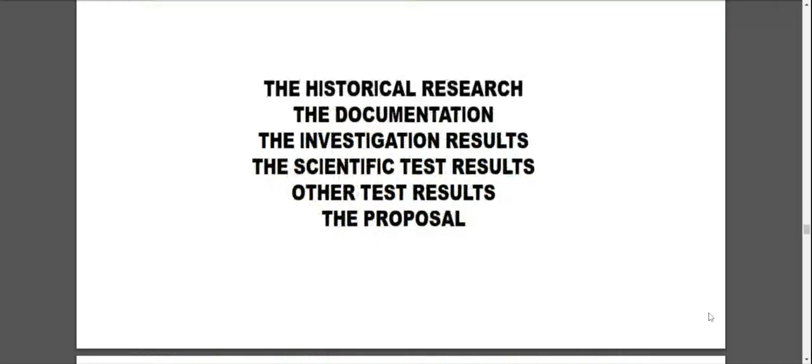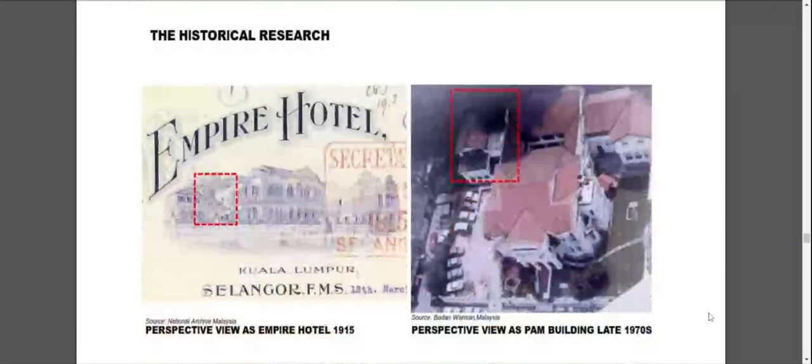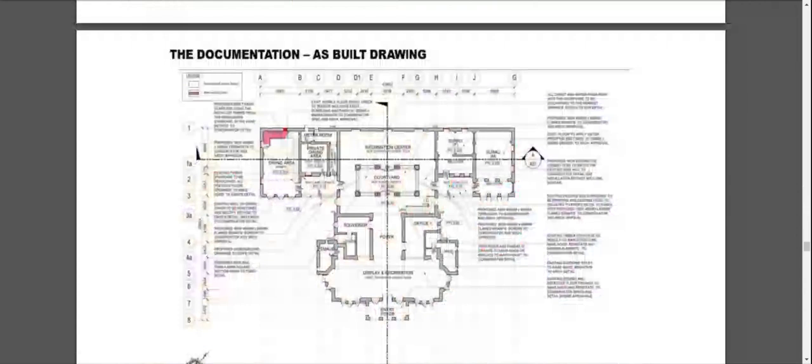Okay, then we go to the documentation. This is the historical research. Each time you do the DLAP, you must do the historical research thoroughly, so that only then you may get the original information, the original history of the buildings and so on. So this is very important.